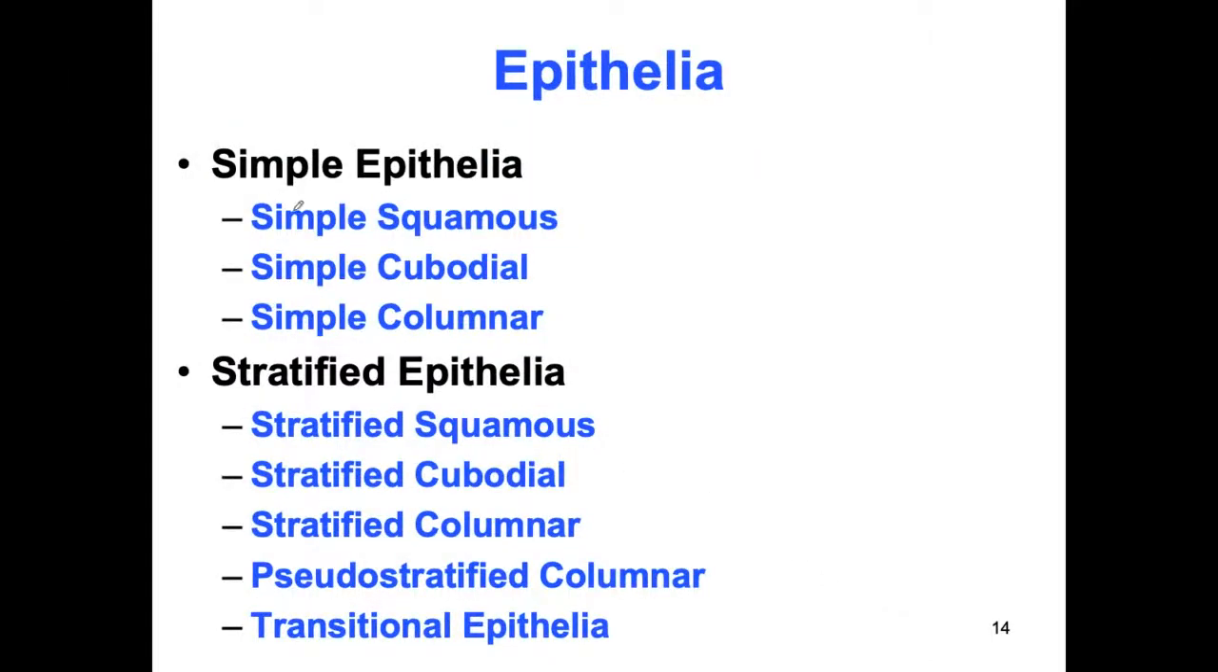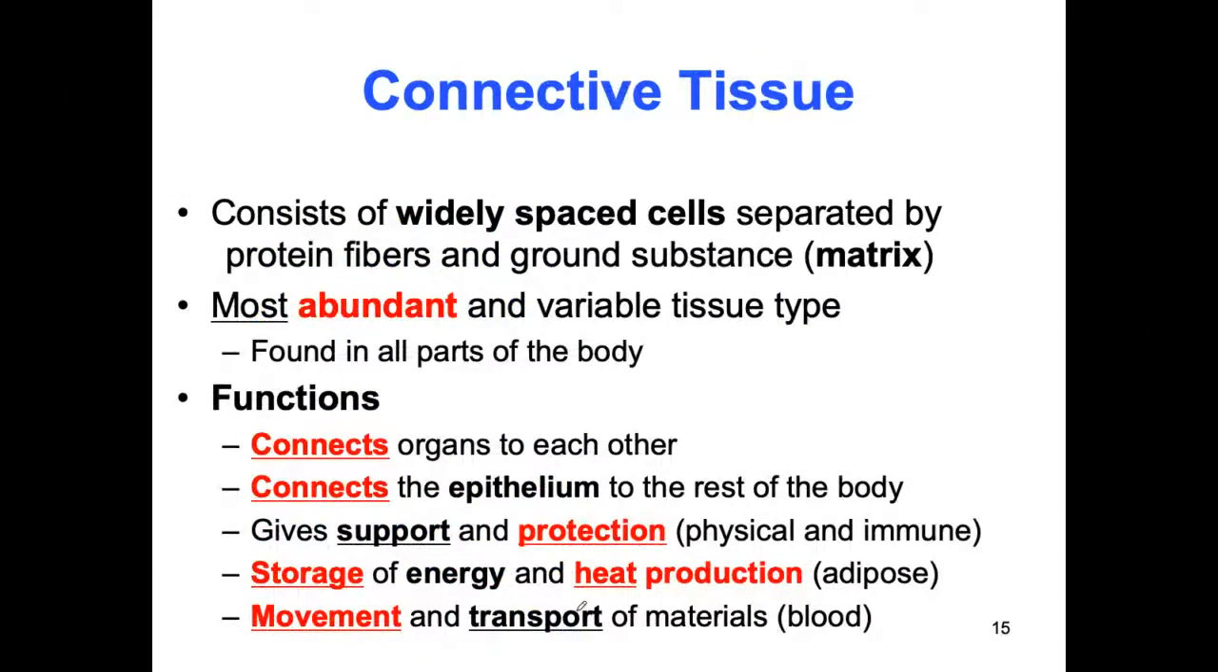So with simple epithelium, we could have simple squamous, simple cuboidal, or simple columnar. With the stratified, we can have stratified squamous, stratified cuboidal, and stratified columnar. And the two interesting ones are the pseudo-stratified and the transitional. So that's a pretty good review of the epithelium. When we come back, we'll talk about connective tissue.